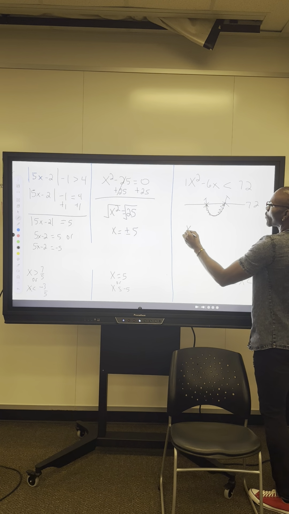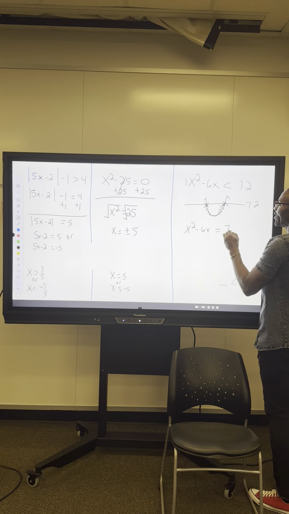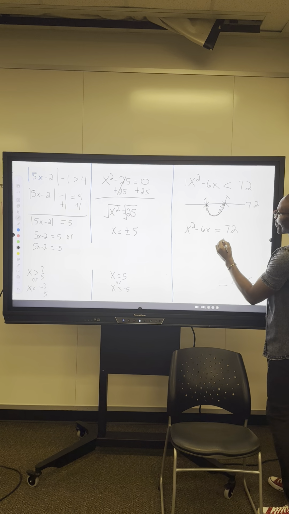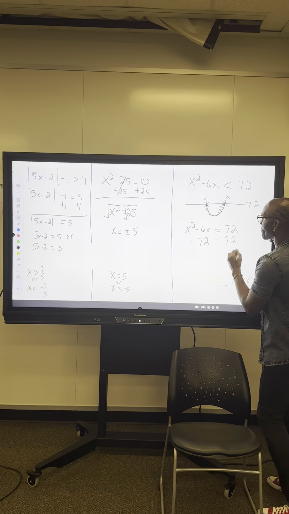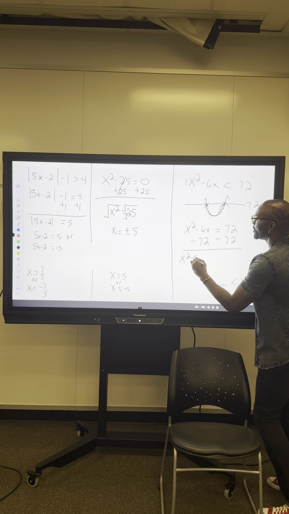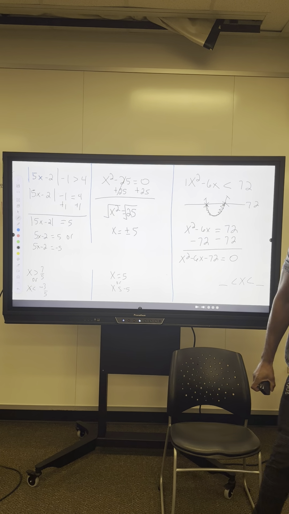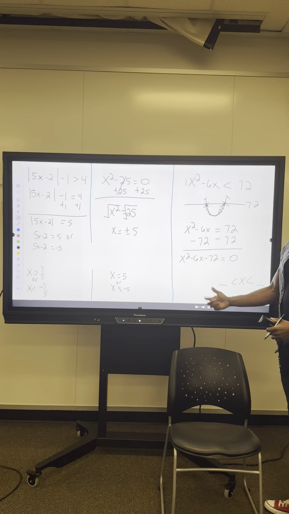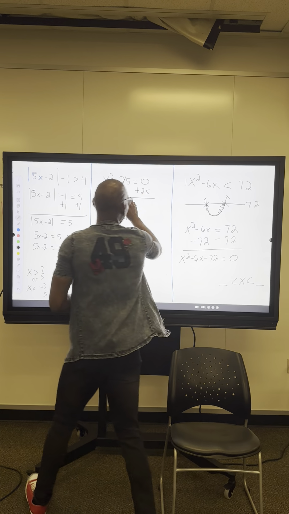So I'm going to take x squared minus 6x, change the inequality sign to an equal sign, and that's going to be equal to 72. But now I need to subtract 72 from both sides because I want to find out when the graph is equal to 0. So I'm going to have x squared minus 6x minus 72 is equal to 0. Now, once you have a quadratic function equal to 0, you can solve this multiple ways, but the easiest way to solve this is to see if you can factor it. So I want to find factors of negative 72 that you can add up to get negative 6.